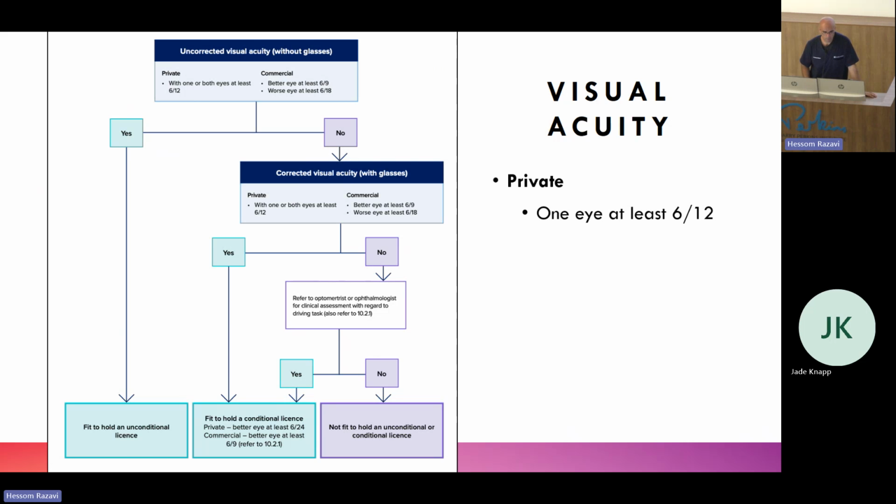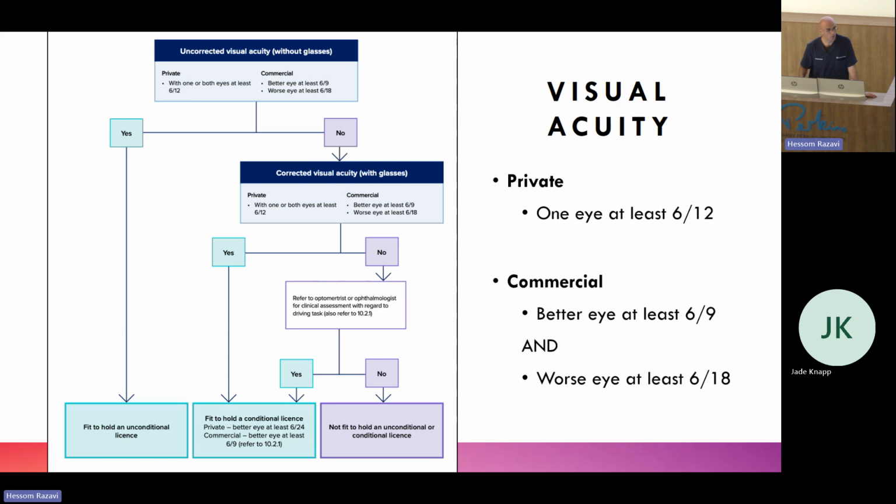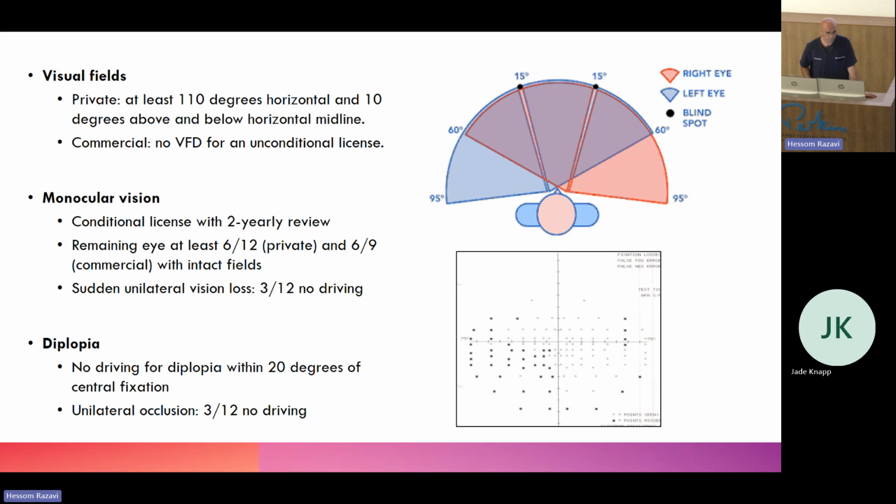So the numbers to remember there: private driver's license, one eye at least 6'12". If that's without glasses, that's unconditional. If it's with glasses, it's conditional. Commercial, one eye at least 6'9", the other eye at least 6'18". So you need to know those numbers. This is a great MCQ question, right? So that's the basic approach to driver's licenses.